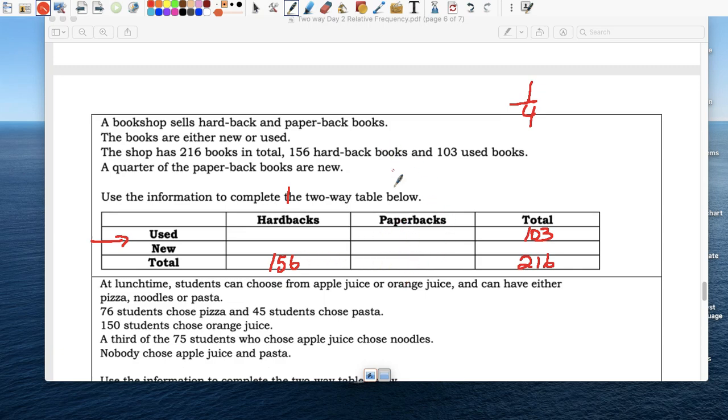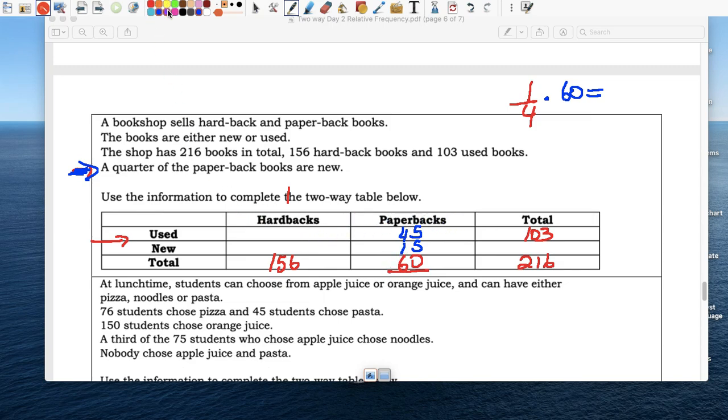So before I go to this one, I need to find this number over here. So I can do 216 minus 156, and that's going to give me 60. So I can get that number here. Now I can use this information. A quarter of the paperbacks, which is 60, are new. So what's 1/4 of 60? That's 15. I know that's 15. I know this is 45. Yeah. And now I can work on the rest.